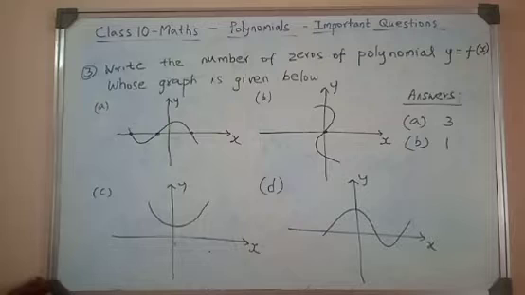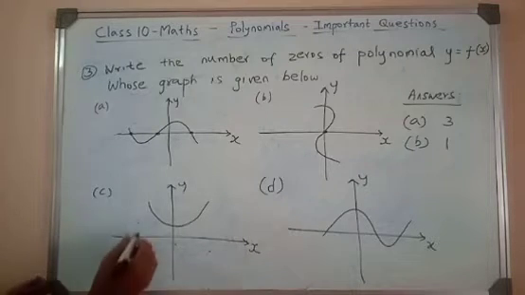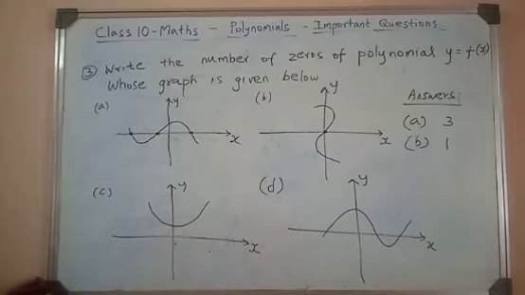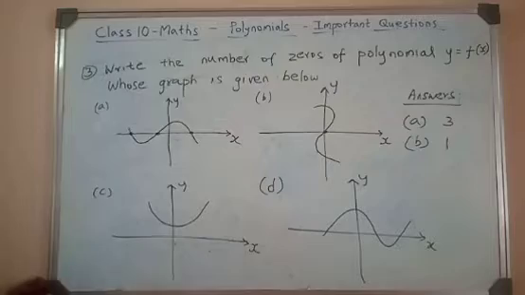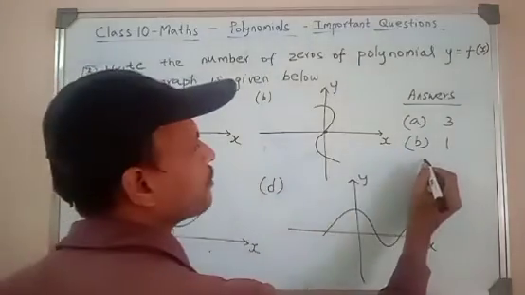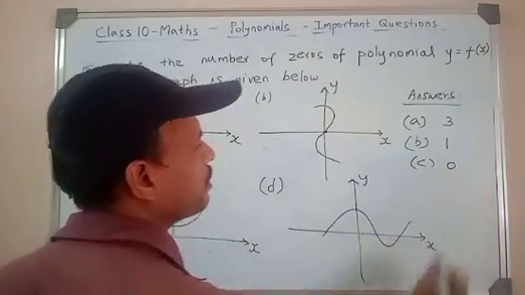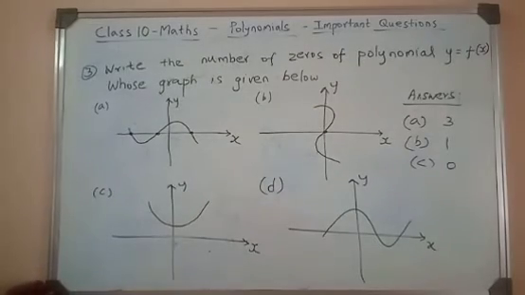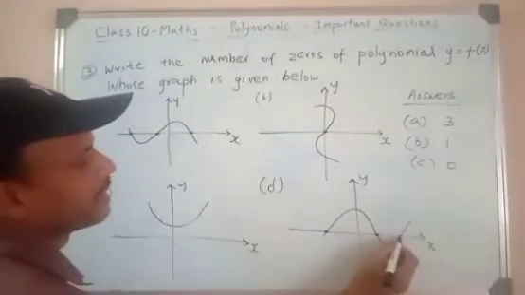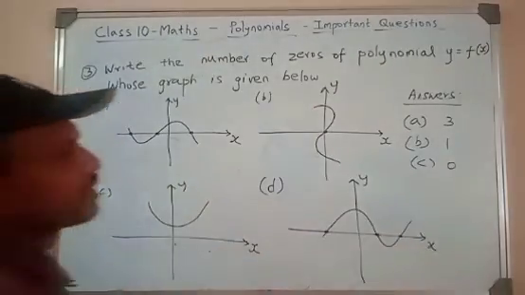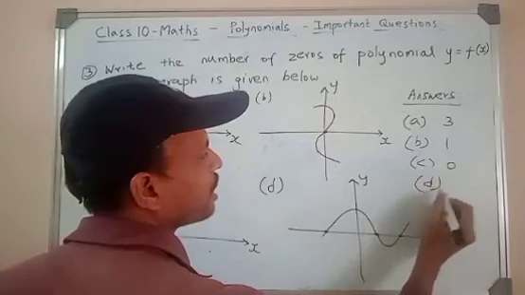The number of zeros of the polynomial y equal to f of x are nothing but the points where the curve intersects the x-axis. But here it is not intersecting the x-axis at any time. So the number of zeros is 0. So the answer for C is 0. And then for D, here the curve intersects at 3 points. So 1, 2, 3 at the x-axis. Therefore the number of zeros of the given polynomial is 3.